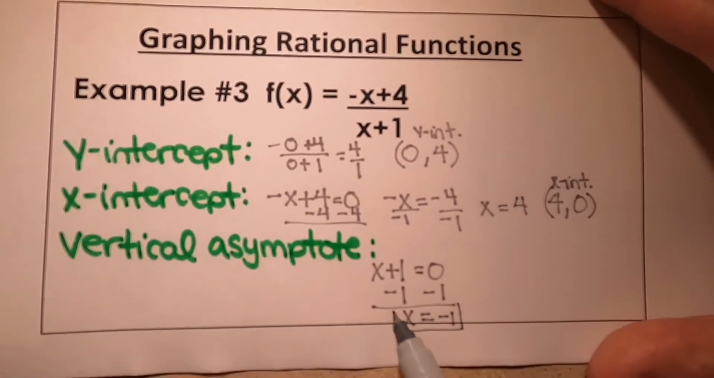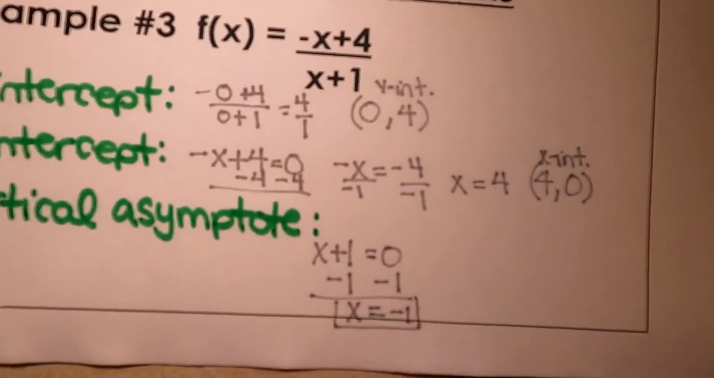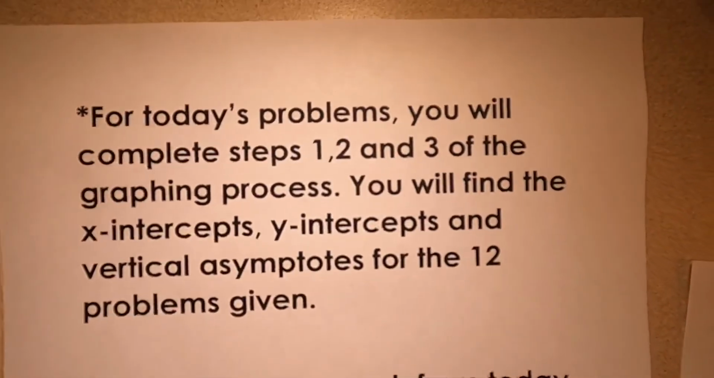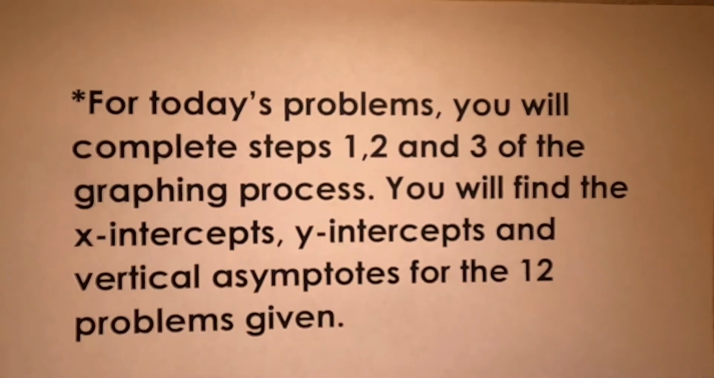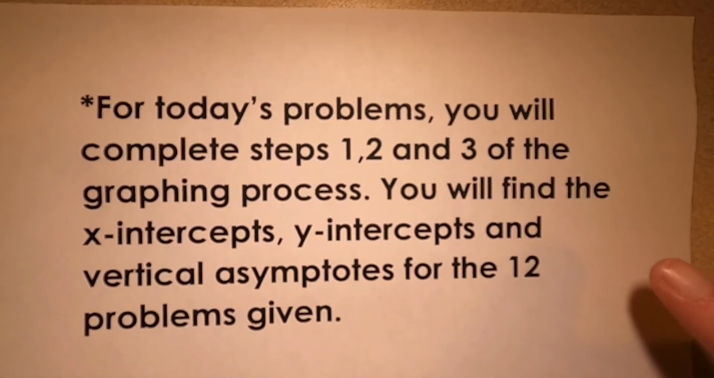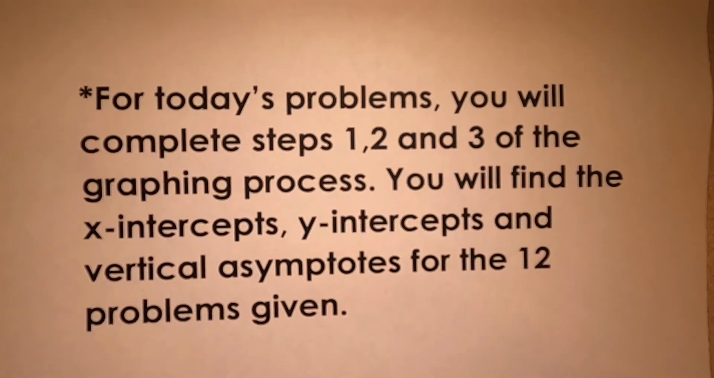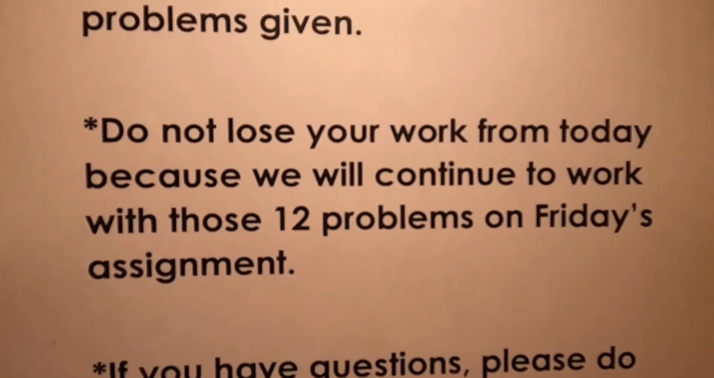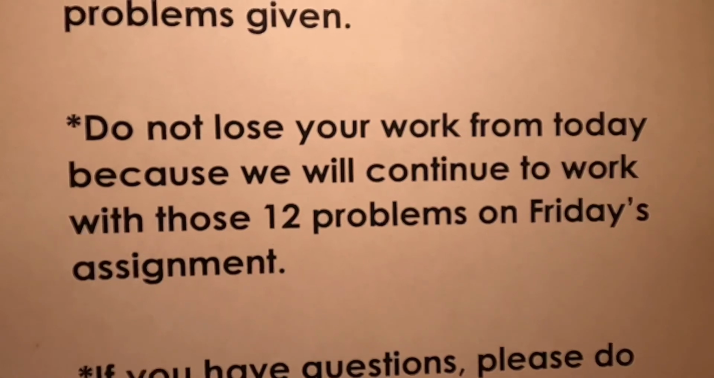So this is what you'll need. Now, for today's class, you will be working on 12 problems on the Canvas page. For those 12 problems, you will be completing steps 1, 2, and 3 of the graphing process, which is the x-intercept, the y-intercept, and the vertical asymptotes. Now, don't lose that work from today because we'll continue to work with those same 12 problems on Friday's assignments.